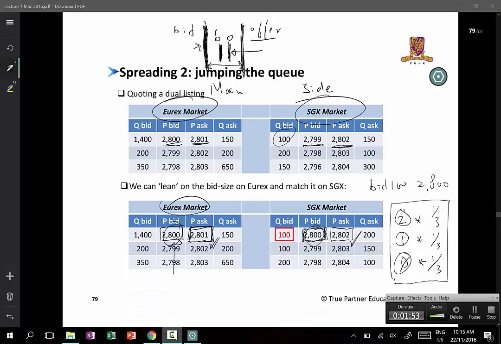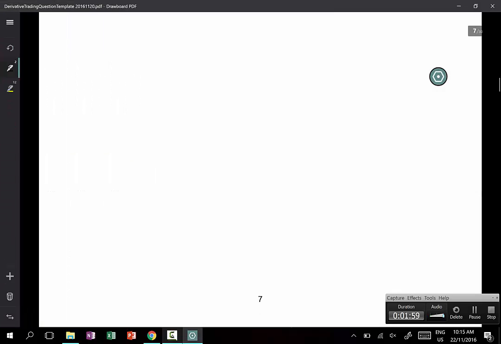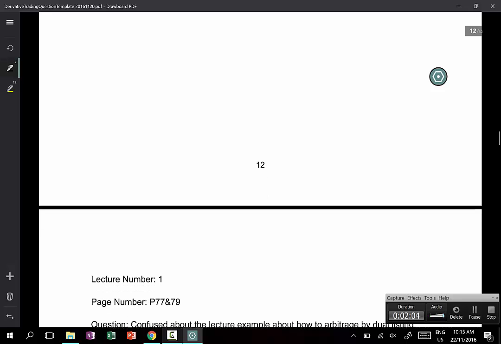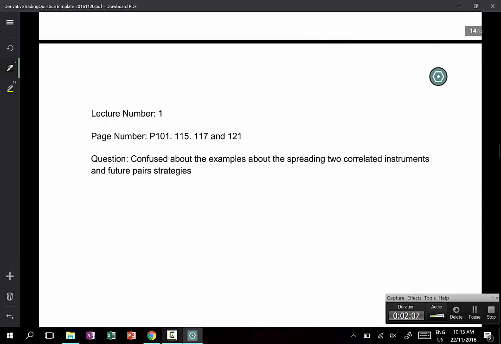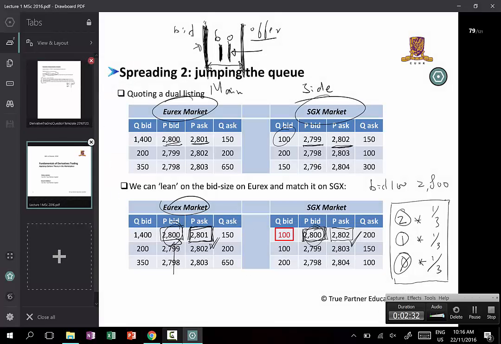And likewise, I think for the next question, the question on page 14, 12, 13. Confused about the examples about spreading two correlated instruments and futures. I mean, you have to be more specific about what you don't understand, otherwise it would take me 3 hours to explain the whole thing again. Now for this one also, I provided quite a lot of coverage earlier in question 6.